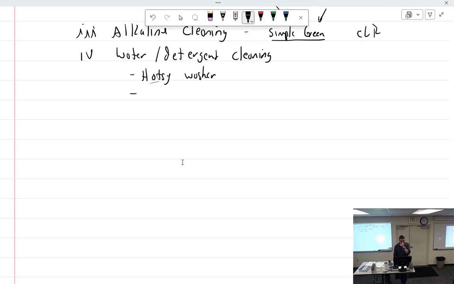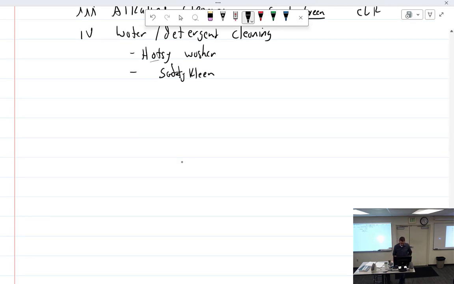Okay, water detergent. We have the hot seat washer, and then we have the Safety-Kleen, which is a water-based type. So that's fine.